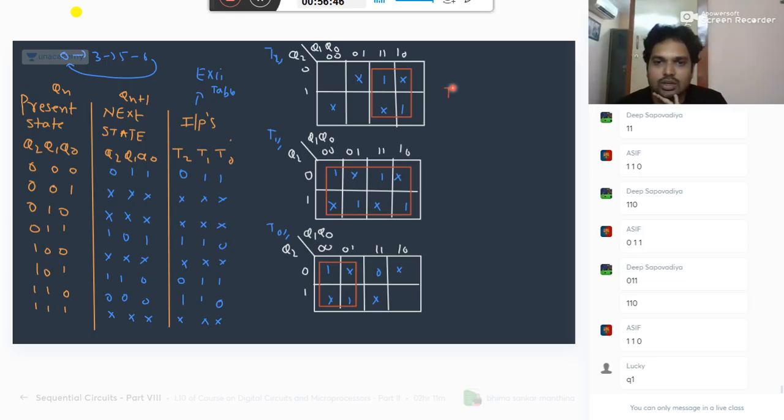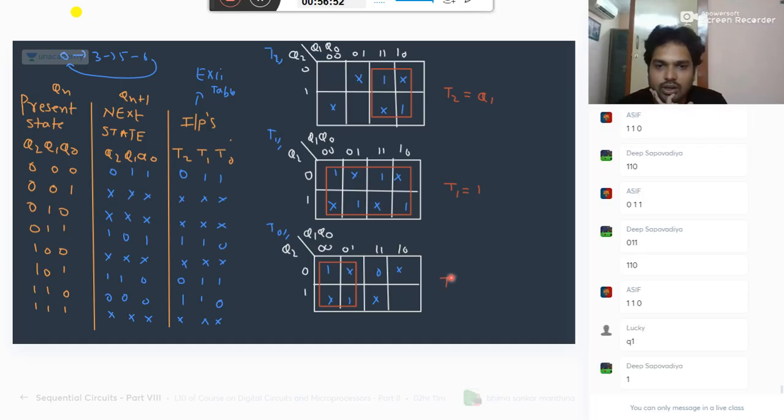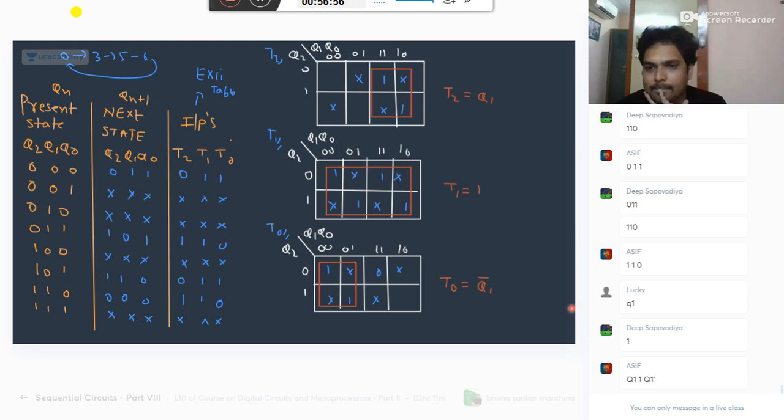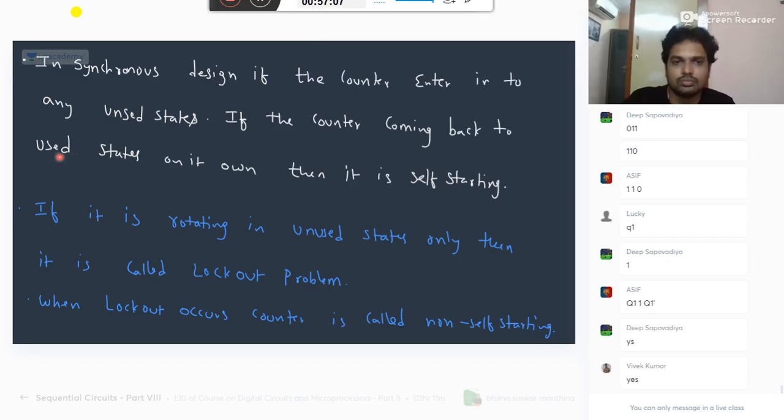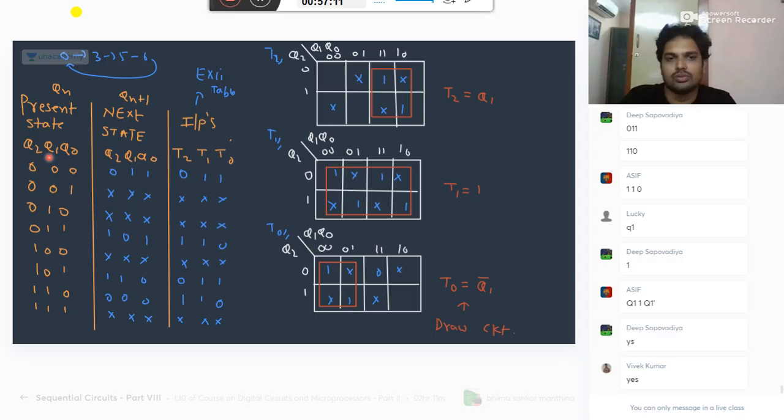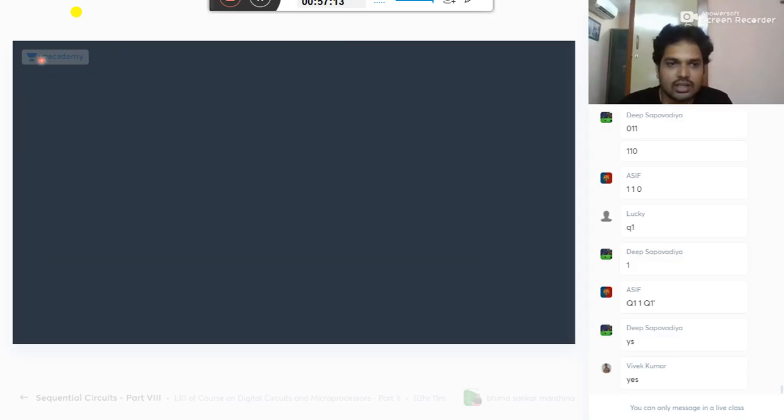So what is your T2? It is Q1. Here T1 is 1 and T0 is Q1 bar. Okay, Q1, 1, Q1 bar. You can draw the figure now. Okay, so now let's analyze whether it is self-starting or not.